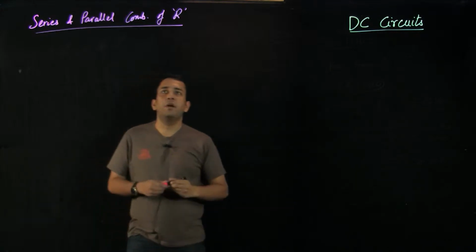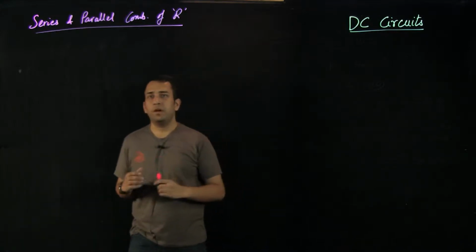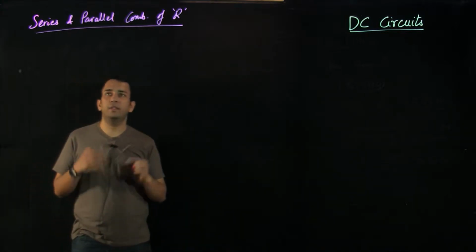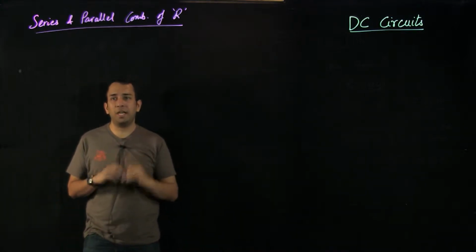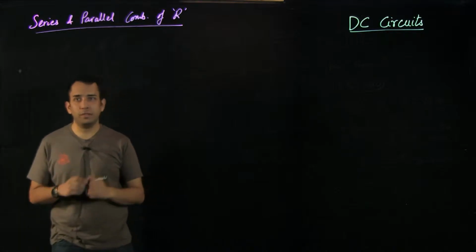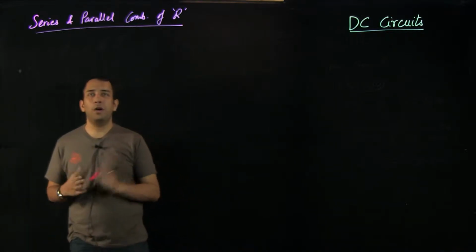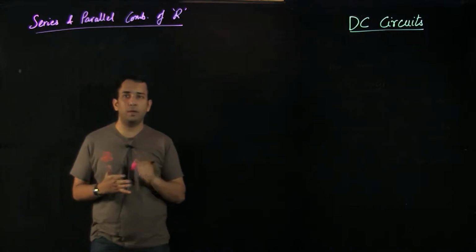This is a very simple topic in respect of the whole chapter of DC circuits, and this topic has been explained very nicely along with all the proofs in your NCERT. So here in this video we'll only be going through some of the important points which we'll need in problem solving.